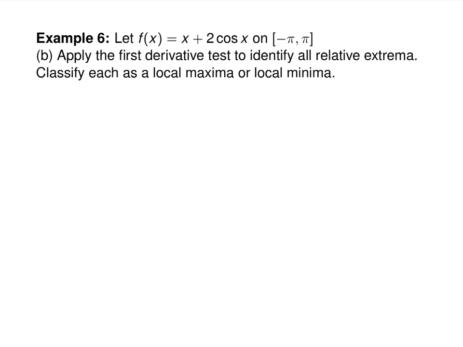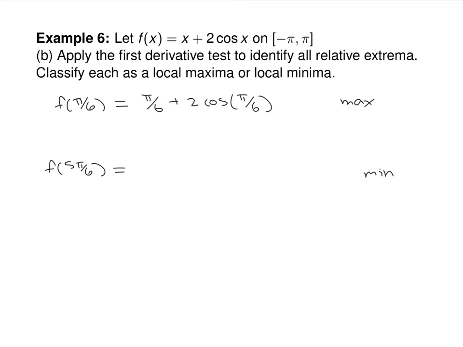Yep. Okay, so f of pi/6, which is equal to, we'll figure it out, that's going to be a max. F of 5pi/6, what it's equal to is going to be a min. So that's going to be pi/6 plus 2 cosine pi/6. So pi/6 plus 2 times, what's cosine of pi/6?